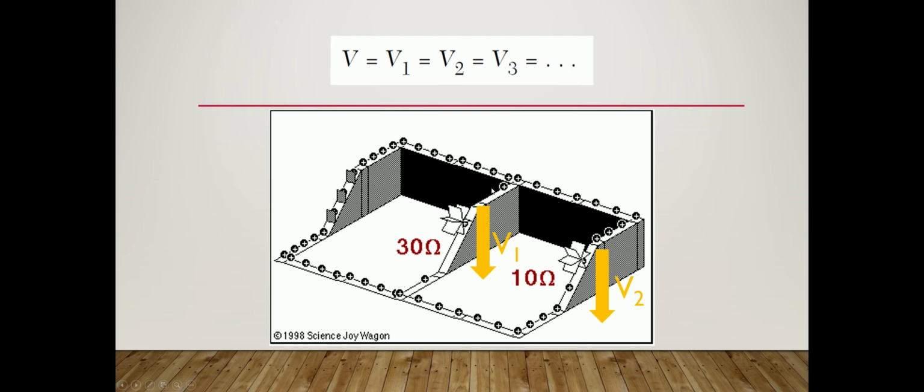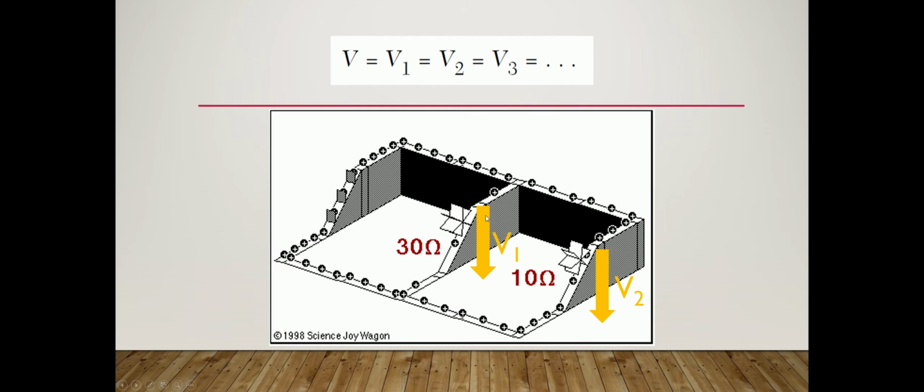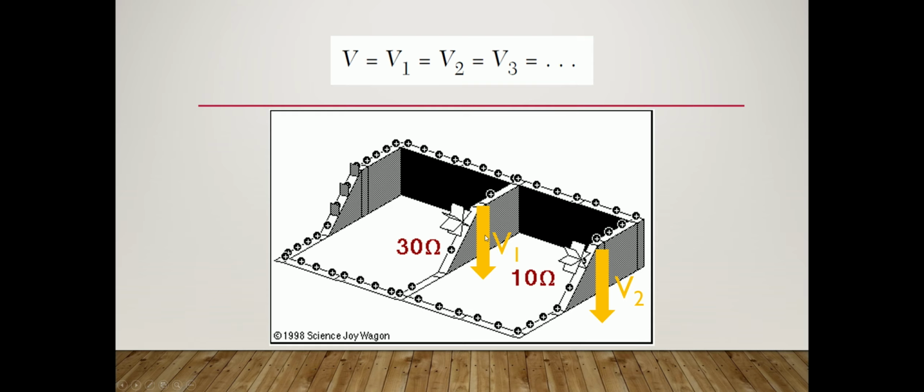It kind of makes sense because you have the same amount of electrons at the top and the same amount of electrons at the bottom, which means the drop in voltage from the top to the bottom is the same. It doesn't matter if the resistors have different resistances. The only thing that matters is the voltage drop. And so the potential difference from the top to the bottom is the same.